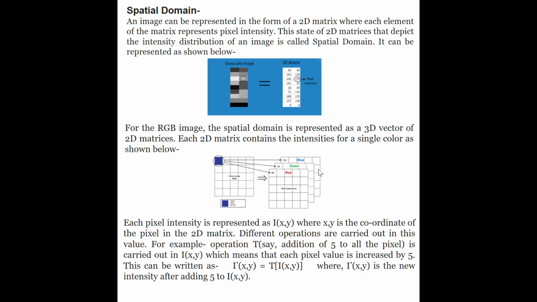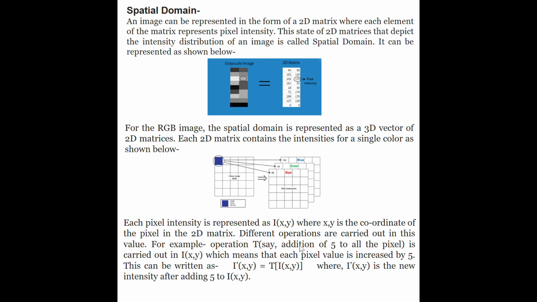If you consider the RGB image, then the spatial domain of an RGB image is represented as a 3D vector of 2D matrices. There are multiple matrices for an RGB image, and each 2D matrix contains the intensities of a single color. So for red, for green, and for blue, you will have individual 2D matrices. This is your spatial domain for an RGB image. Here each pixel intensity is represented as I of x comma y, where x, y is the coordinate of the pixel in that 2D matrix.